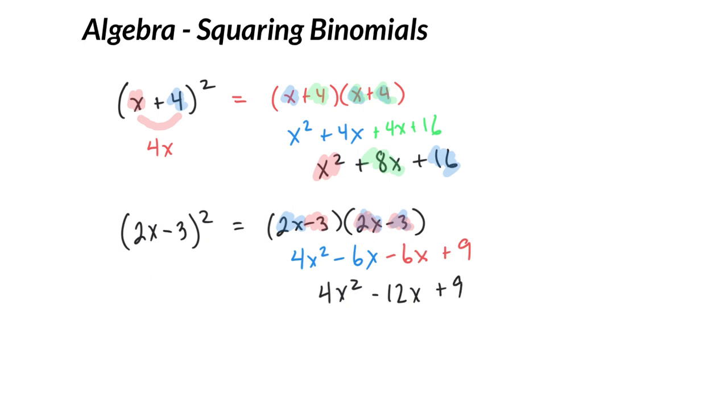And again, if you're someone looking for a shortcut, notice if I take 2x and square it, I get this. If I take negative 3 and square it, I get that. And then if I think to myself, well, 2x times negative 3 is negative 6x, and I'll have two of them. Well, here it is. Again, I don't know that that's easier. For me, I would just write it out twice and then distribute.